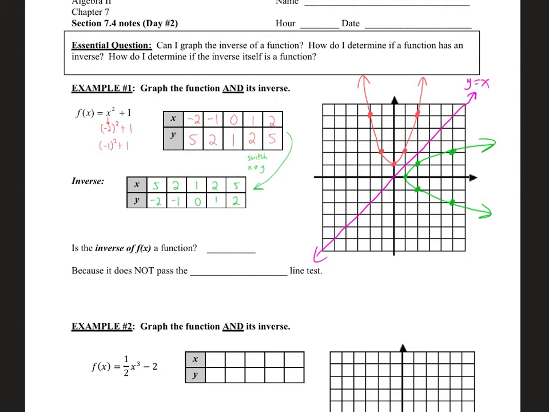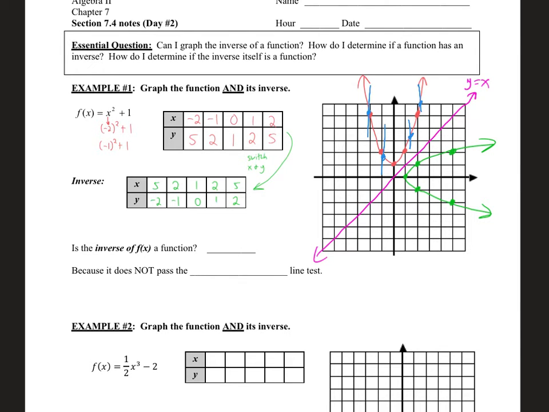So if I draw a vertical line through this red graph right here, you can see it's only going to cross once. Those are not really great vertical lines, but the vertical line test means that when you draw a vertical line through any point on the graph of a relation, it should only cross the graph once. So you can see these blue lines are only going to cross once when we draw a vertical line.